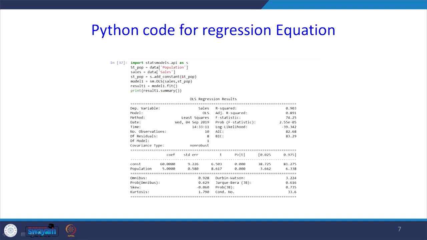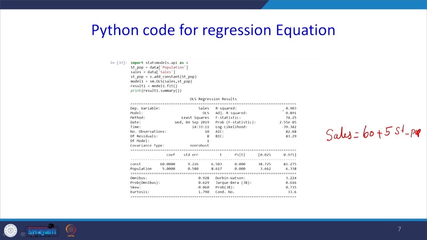So, what we are getting here, when you look at this, this is the constant value. So, sales equal to 60 plus 5 times our independent variable, the student population, st_pop. What is the interpretation of this 5? If the student population is increased by 1 unit, the sales will increase by 5 units.